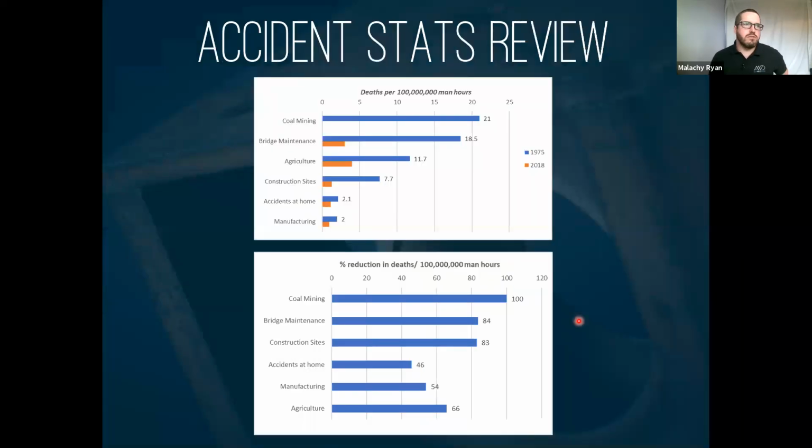And really, what has that done for our accident stats over the years? Well, if you look at the top here, coal mining, the accidents have disappeared, but that's more or less because the industry has disappeared. But bridge maintenance has taken accidents down from 18.5 people per 100 million man hours down to 3.5. And that equates to an 84% decrease in deaths within the industry. So that's a fantastic achievement. We can still go further with that and try and get rid of these altogether. And it's through contractors and clients investing in these modern access systems that we can improve safety.